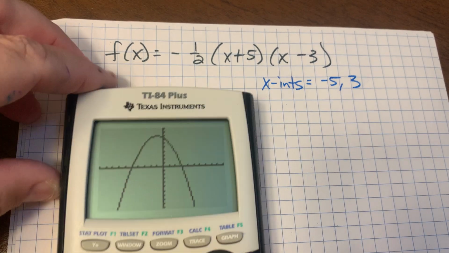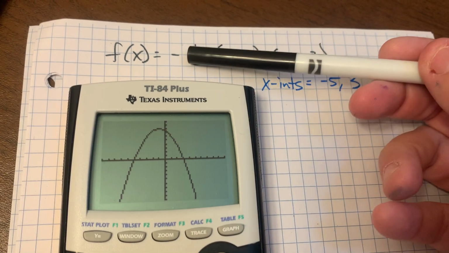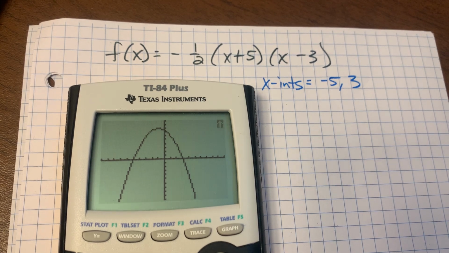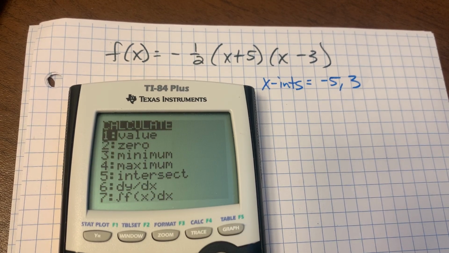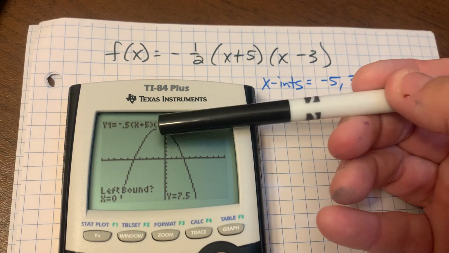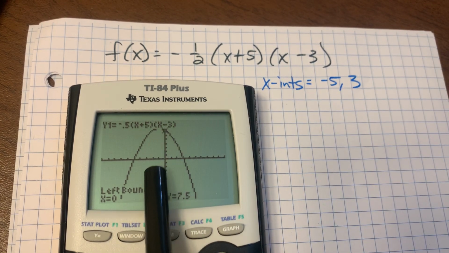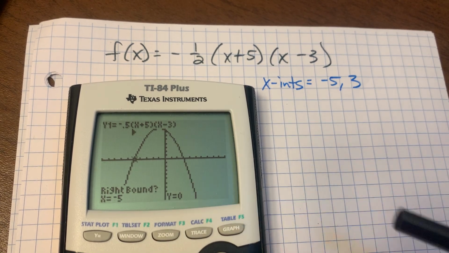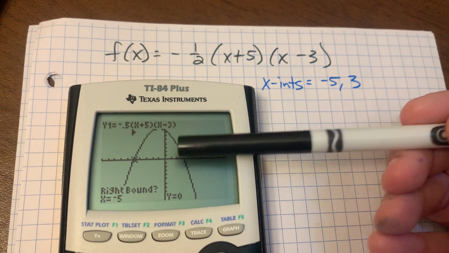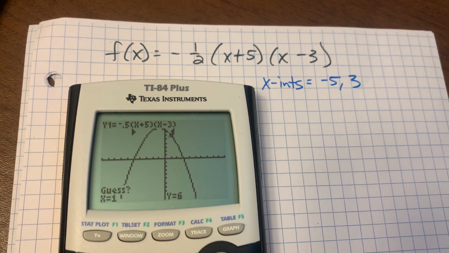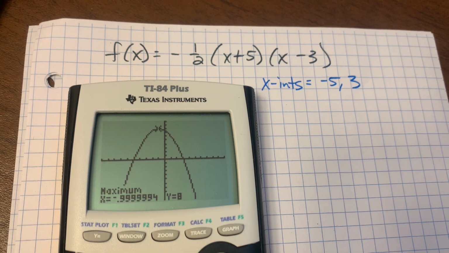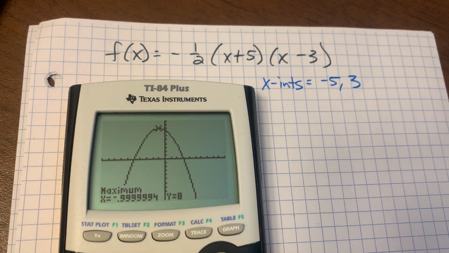To figure out the vertex of this, since our a value is negative, it opens down. That means I have a maximum this time, not a minimum. We're going to go second, trace, and choose 4 for max. I need an x value that is to the left of where I think the vertex is. So I'm going to say something over here like -5, which is the intercept. I'm going to choose another one that's over here, maybe 1. And then I'm going to enter for my guess, -0.99999. Whenever you have a situation like that, just round it up to -1. So my vertex is -1, 8.